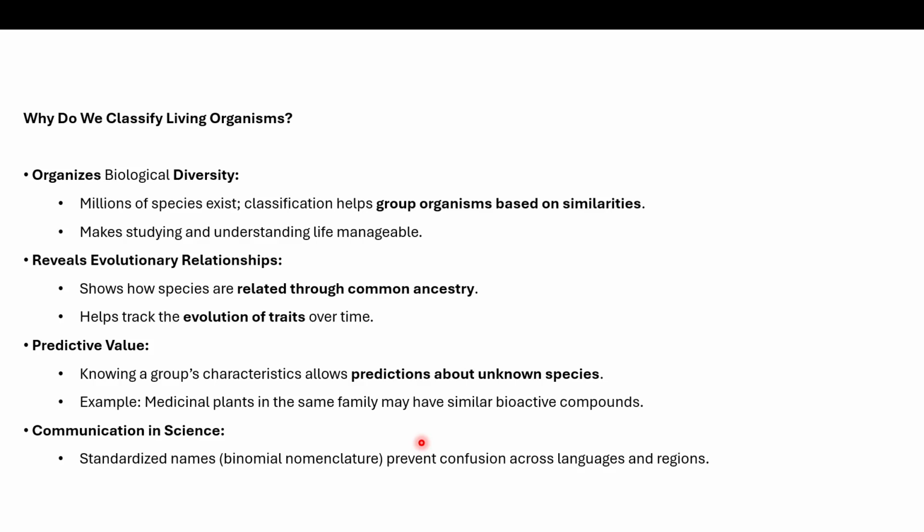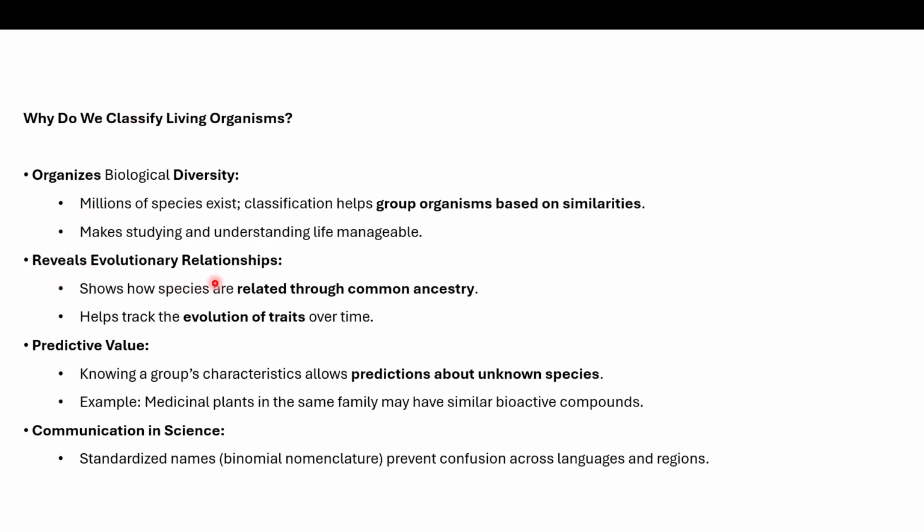Okay. So why do we really have to classify living organisms? It organizes the huge biological diversity that we see all around us. Millions of species exist, and classification helps group these organisms based on their similarities and differences, and hence makes studying and understanding life manageable.